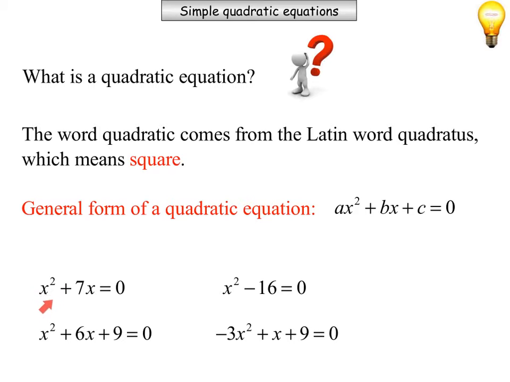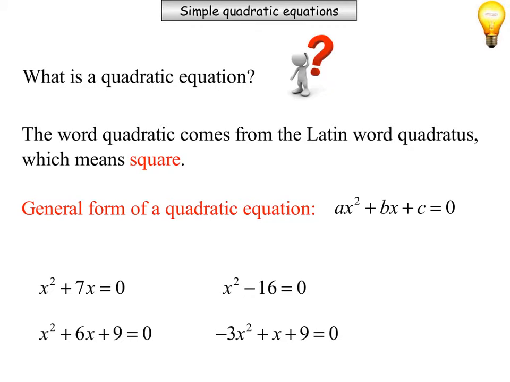Here we've got x squared plus 7x equals 0, where a equals 1, the coefficient of x squared is 1, the b value is equal to 7, and we don't have a constant. Over here, there's no b value, but our constant is negative 16. Here we have a 1x squared plus a 6x plus a 9 equals 0. And over here we have a different quadratic equation.